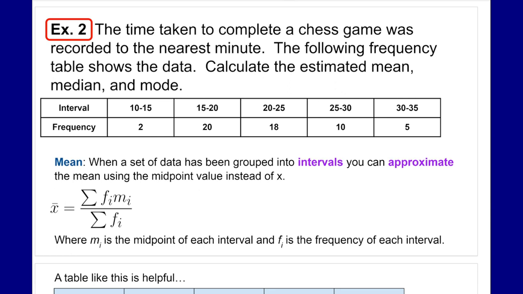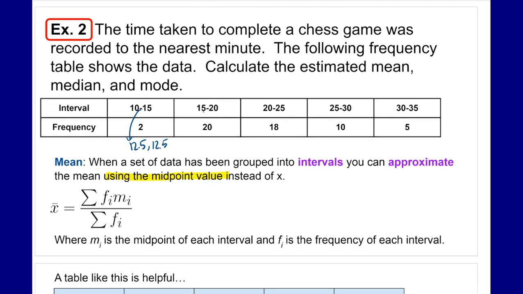Right? And we're going to estimate it by using the midpoint value of each interval rather than the actual data points. Right? So when we look at each interval, we're actually going to use the midpoint. So for example, if I look at the interval of 10 to 15, the midpoint is 12.5. That's the value we're going to use to represent it. And the frequency tells us that we have two of them. So we have 12.5, 12.5.